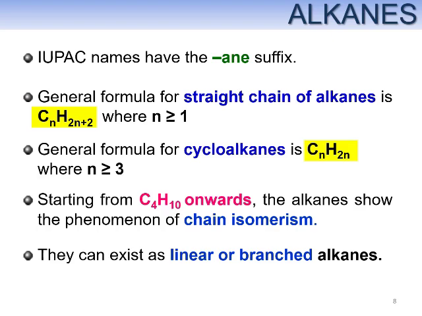Starting from C4H10 onwards, the alkanes show the phenomenon of chain isomerism. They can exist as linear or branch alkanes. Each carbon atom in alkanes is sp3 hybridized, and the molecular geometry is tetrahedral with 4 sigma bond.